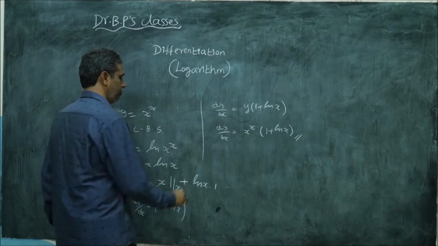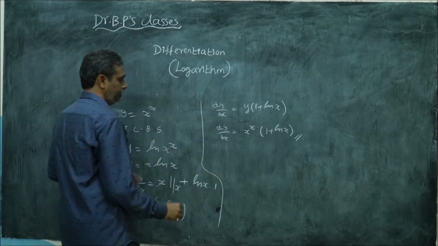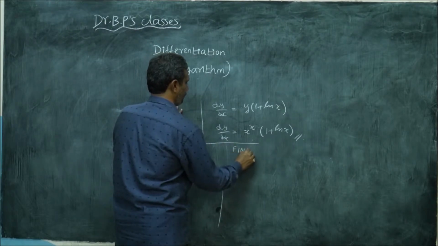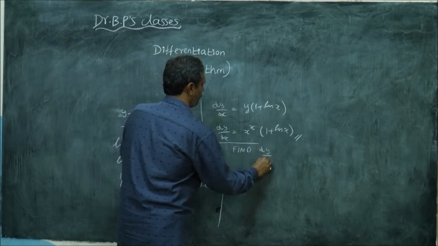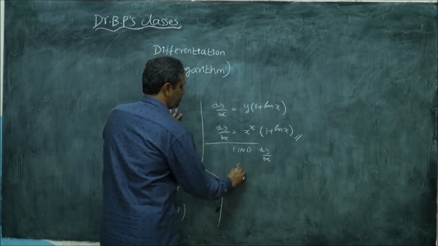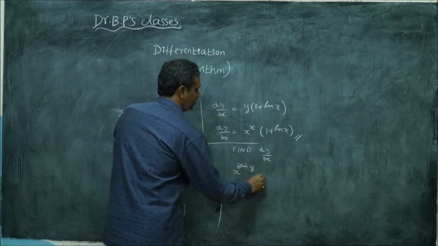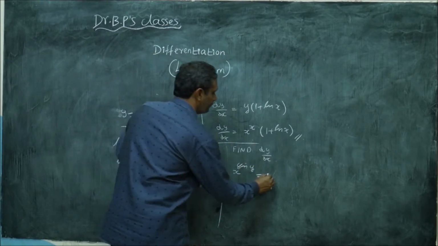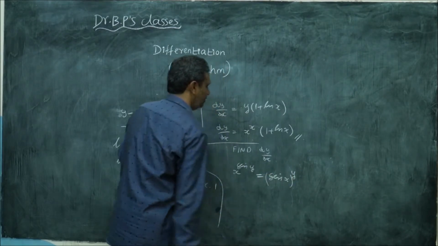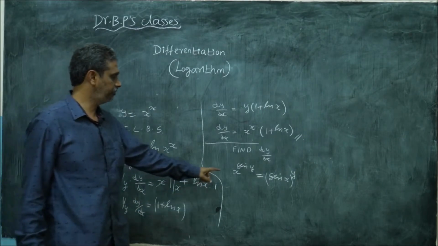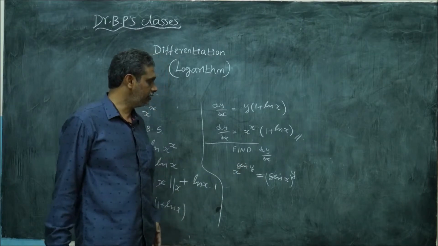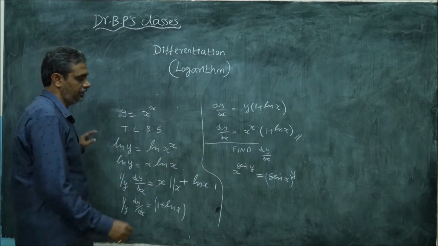This is the way of doing it. Suppose we have a problem like this, find dy by dx. Sometimes they give x to the power of sin y is equal to sin x whole power y. So this is somewhat a headache. For x power n I can do it, and for sin power x, some sin power n, I can do it, but here what is it? Now what will you do? Same story, taking log on both sides.